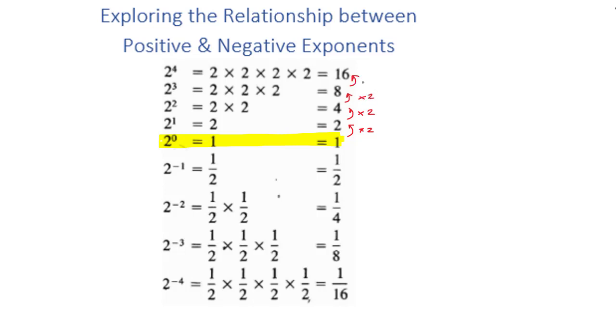Well, look what happens as we go down, right? 2 to the negative 1, that's 1 over 2 to the 1, right? Or 2 to the negative 2, that's 1 over 2 to the 2, which is 1 over 2 times 1 over 2.